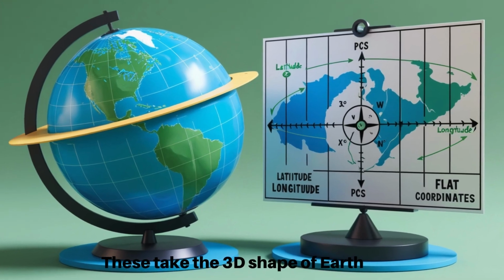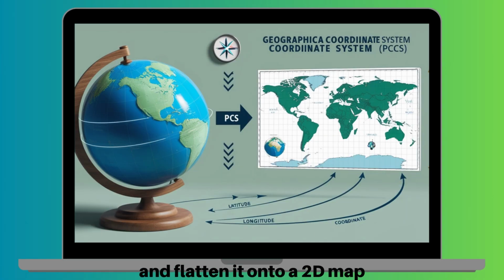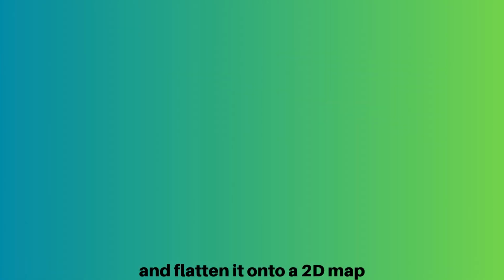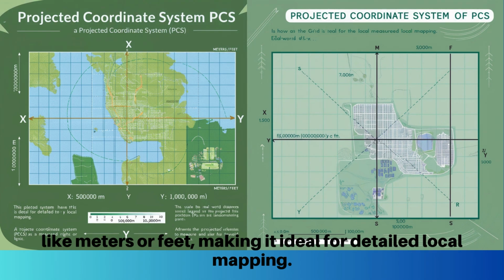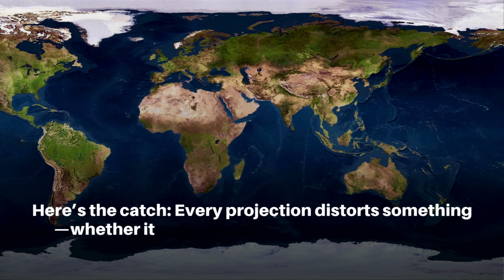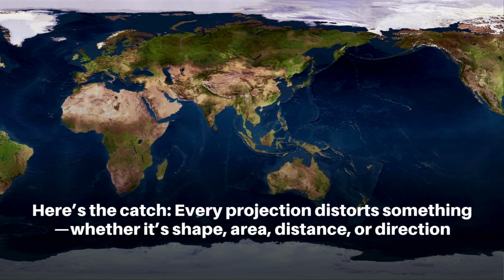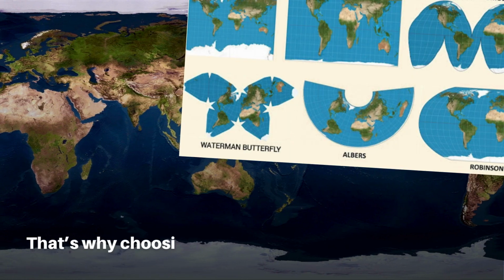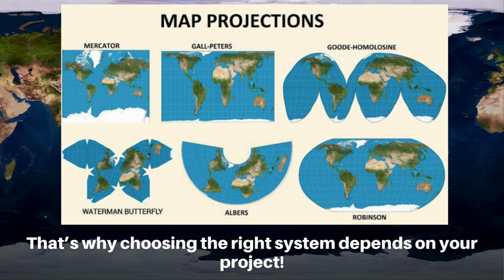Now, let's talk about projected coordinate systems. These take the three-dimensional shape of Earth and flatten it onto a two-dimensional map. PCS uses grid-based measurements like meters or feet, making it ideal for detailed local mapping. Here's the catch. Every projection distorts something, whether it's shape, area, distance, or direction. That's why choosing the right system depends on your project.